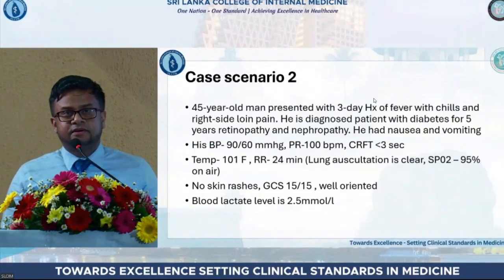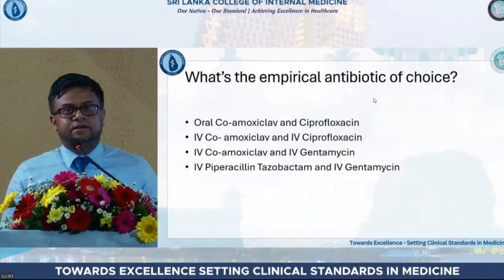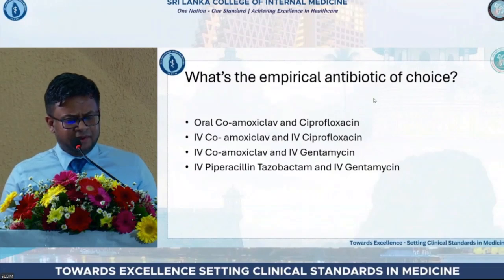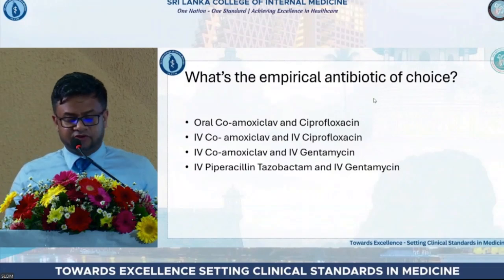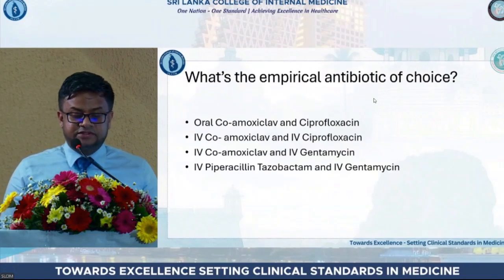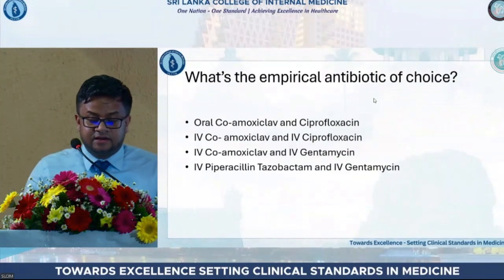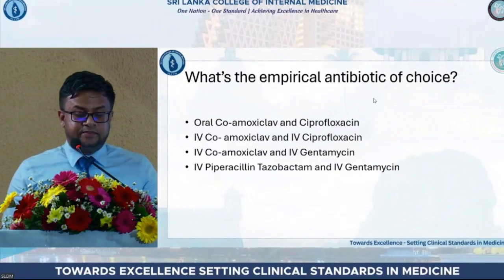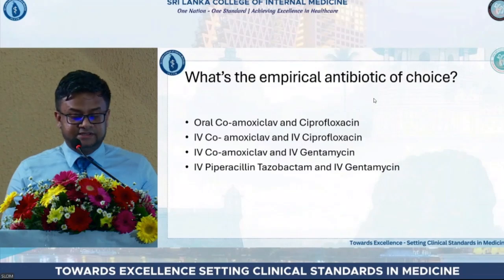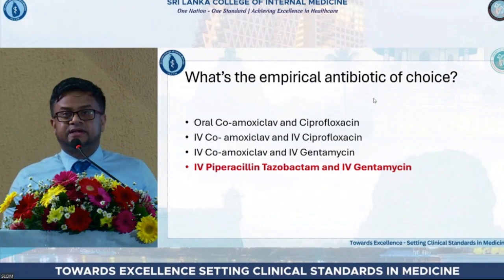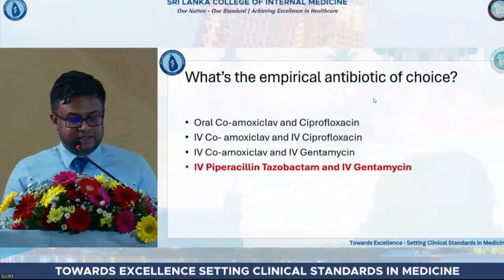So, the patient has pyelonephritis with septic shock. What is the empirical antibiotic of choice? Is it IV coamoxiclav and oral ciprofloxacin, IV coamoxiclav and IV ciprofloxacin, IV coamoxiclav and IV gentamicin, IV piperacillin tazobactam, or IV piperacillin tazobactam and IV gentamicin? The answer is IV piperacillin tazobactam and IV gentamicin.